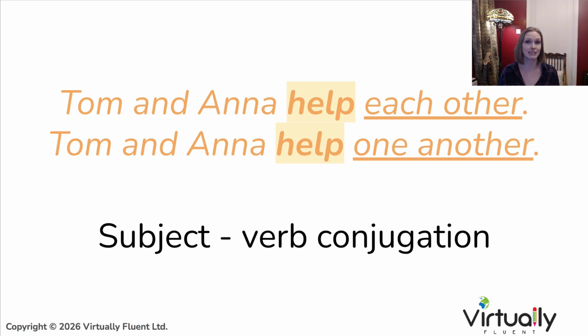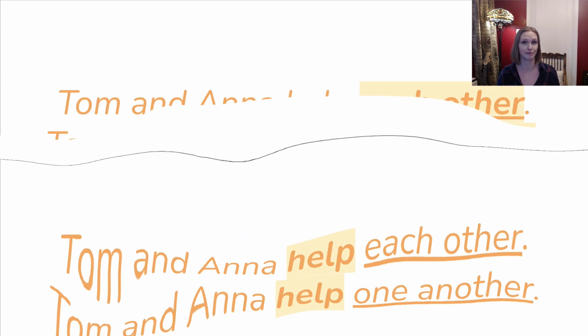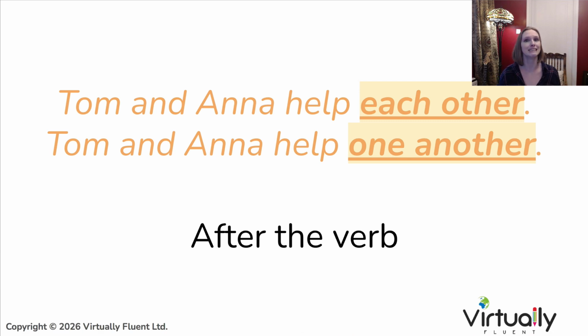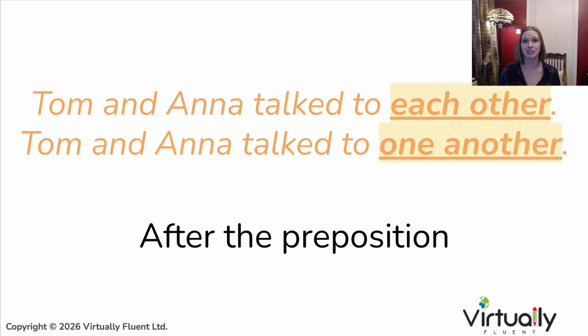Of course, these reciprocal nouns can be used in any tense and with any verb structure. The most important thing is the position of these reciprocal nouns. It will go immediately after the verb. If there is a preposition in the sentence that is directly connected to your main verb, for example, the verb talk requires to, talk to, then our reciprocal noun will go immediately after the preposition instead. Tom and Anna talked to each other. Tom and Anna talked to one another.